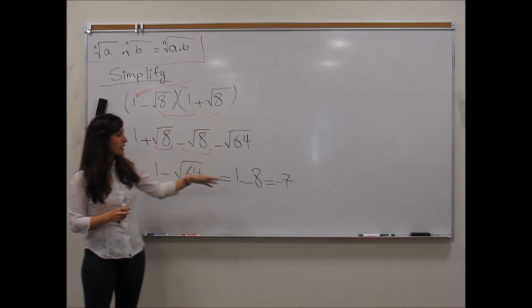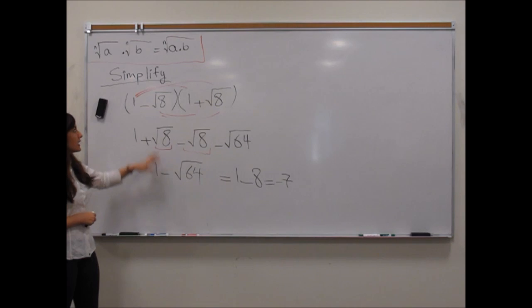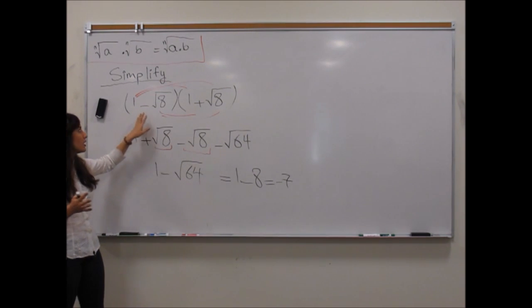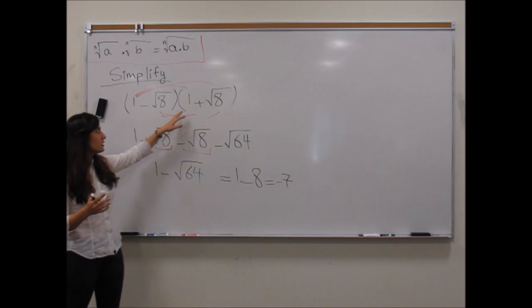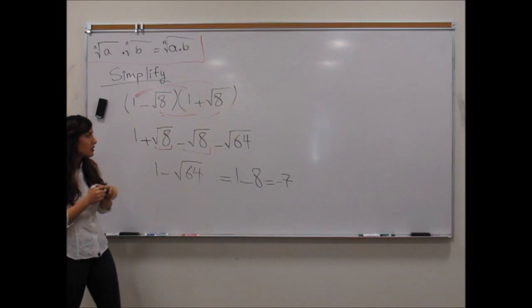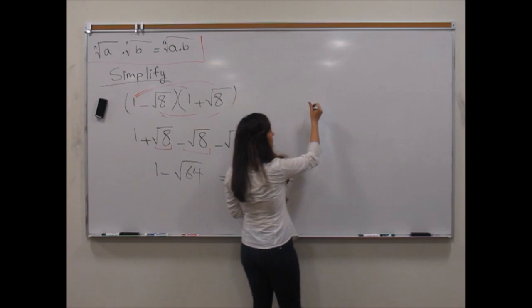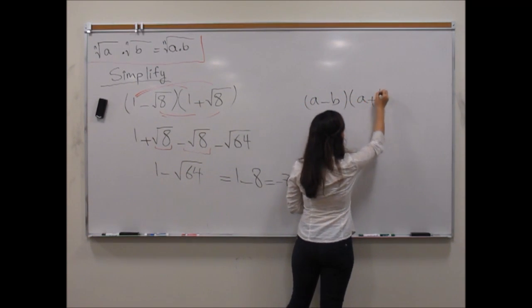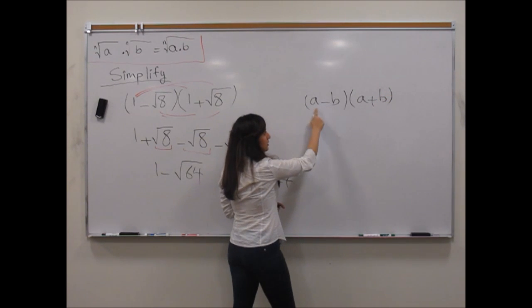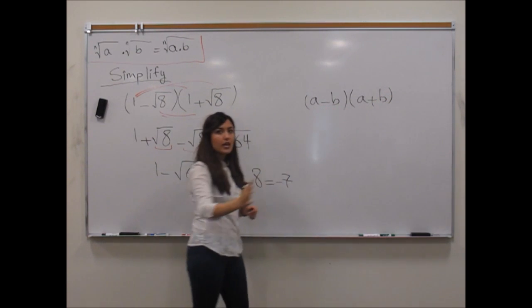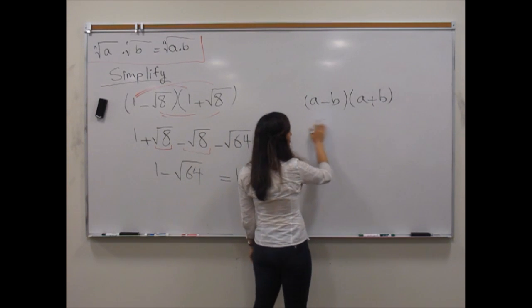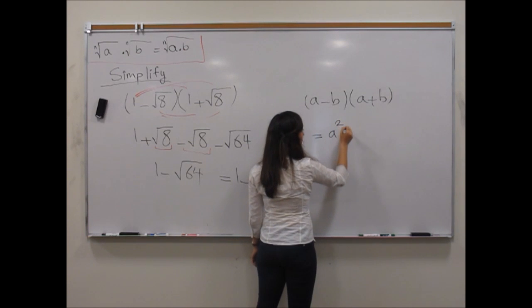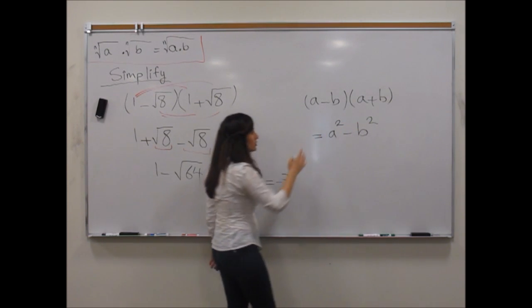We did this example and the answer is negative 7, but notice that this is a conjugate. A conjugate is when you multiply something by the same thing but with the opposite sign. So in general, it can be in the form of (a minus b)(a plus b). Notice that these terms are the same, but just the sign is different. And the general formula for this one, if you distribute it, you're going to get a squared minus b squared. So that's what you get when you multiply them.